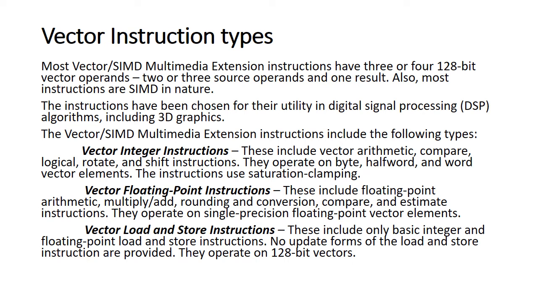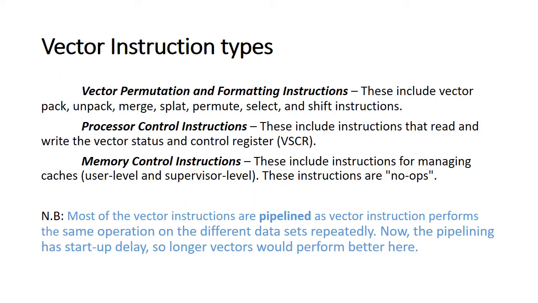The third one is vector load and store instructions. This includes only basic integer and floating point load and store instructions. No update form of the load and store instructions is provided. They operate on 128-bit vectors. The fourth one of the vector instruction types is vector permutation and formatting instructions. This includes vector pack, unpack, merge, splat, permute, select and shift instructions.